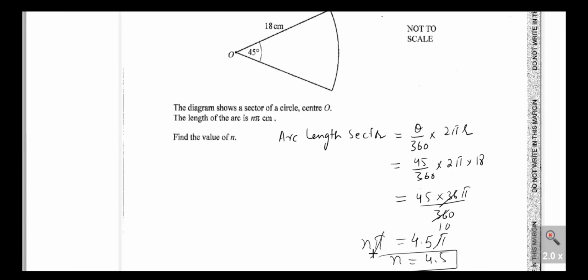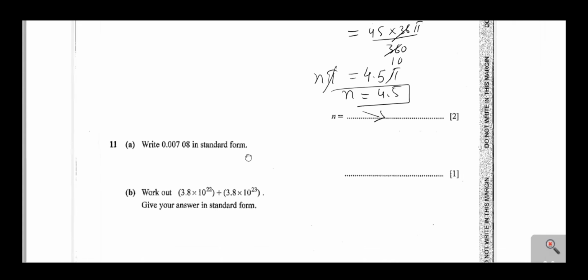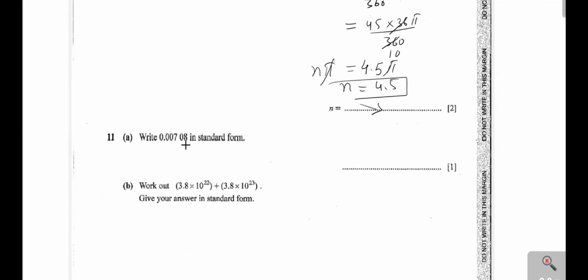This is the answer. Next, question number 11. Part A, write 0.00708 in standard form. In standard form, we can write this 7.08. When we shift the decimal from left to right, 3 digits. Therefore, we will multiply 7.08 by 10 power minus 3. And this value becomes 7.08 into 10 power minus 3.